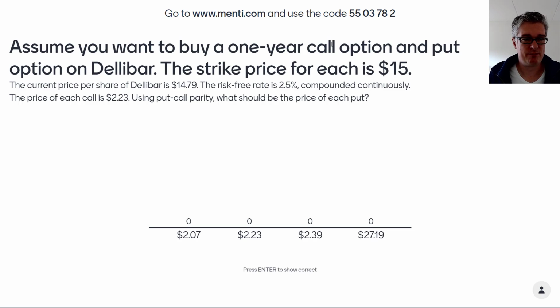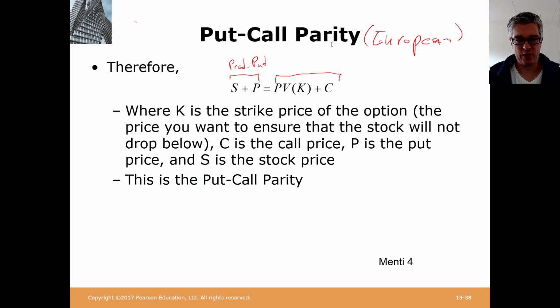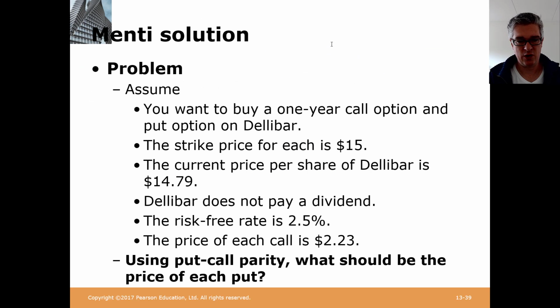then we have the price of each call option, and then using the put call parity, what should be the price of each put. I'll give you a moment to pause me. And then I get a value of 2.07. So how does this work?